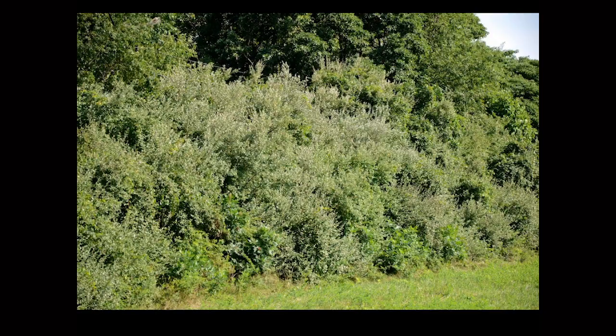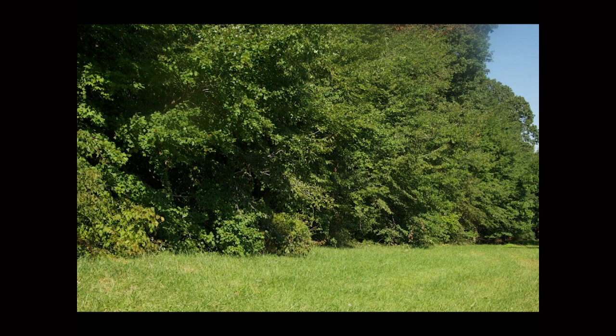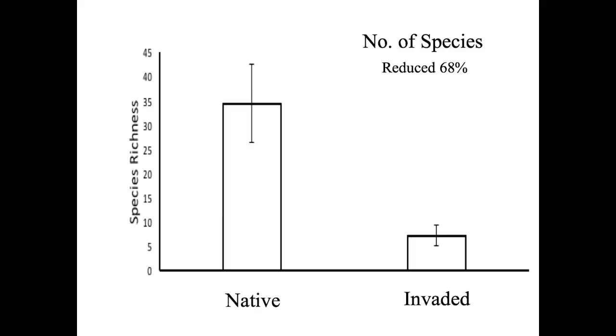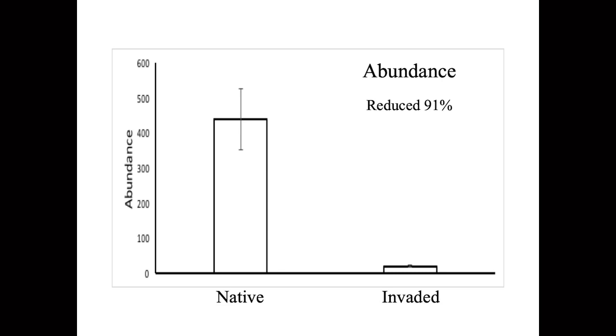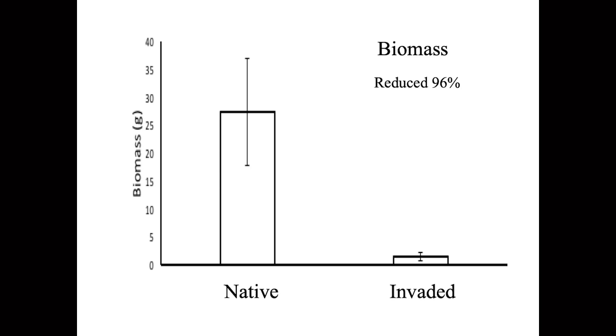Just to demonstrate this, we went into hedgerows in ag fields in Maryland, Delaware, and Pennsylvania, and we looked at hedgerows that were invaded, like this one, a lot of autumn olive here, and all those other guys, and compared the caterpillars in invaded hedgerows with the caterpillars in uninvaded hedgerows. And we found that there was a 68% reduction in the number of species of caterpillars in the invaded hedgerows, a 91% reduction in the abundance of those caterpillars, and a 96% reduction in the biomass, the amount of food available for breeding birds. Reduced it by 96%. So essentially, you've taken it all away when you allow these invasions to occur.